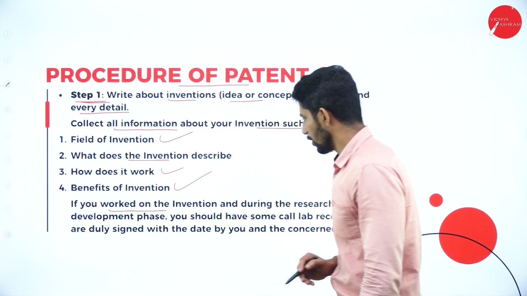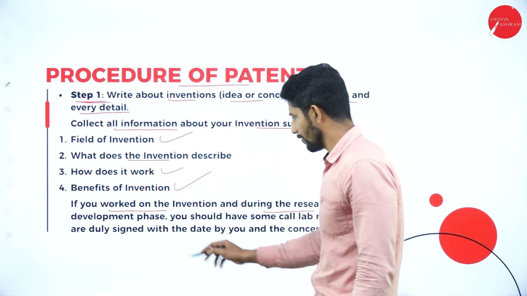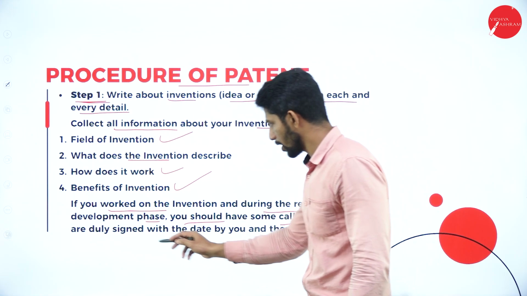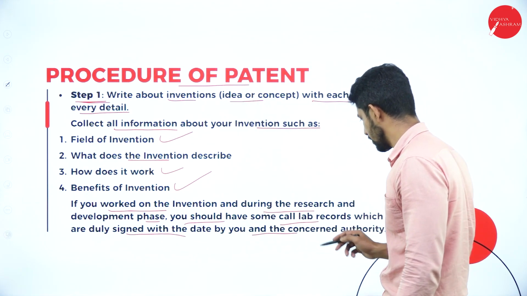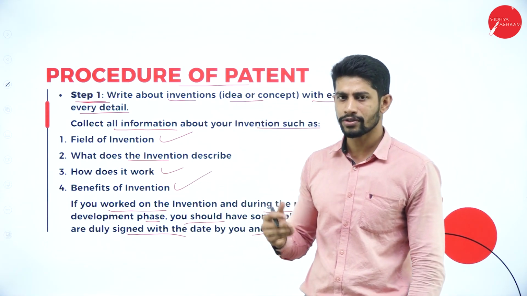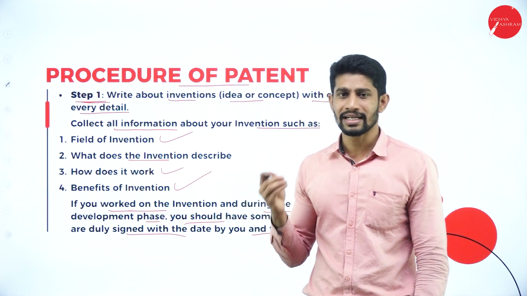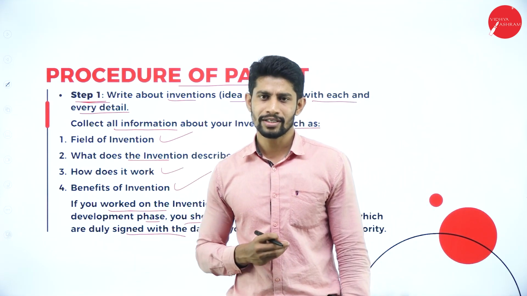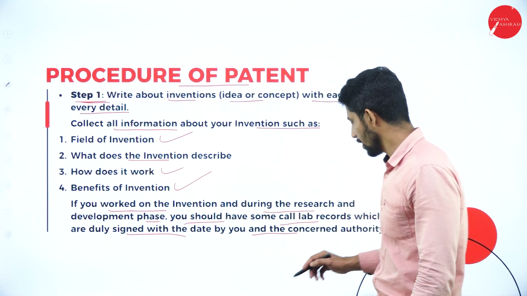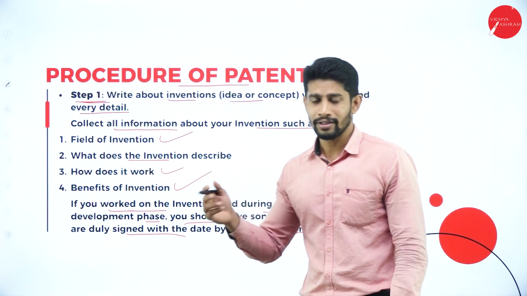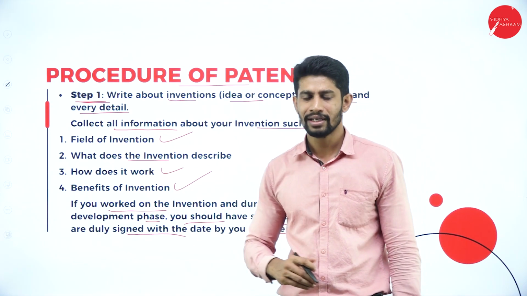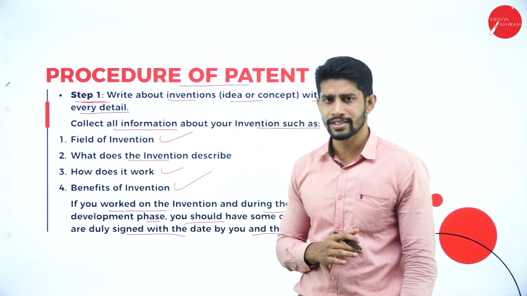So if you worked on the invention, during the research and development phase, you should have some lab records which are duly signed with the date by you and the concerned authority. Yes, along with the information relating to your invention, you are supposed to give the details about the research and development that took place with respect to that invention, and that full statement of research and development should be signed by you as well as by the concerned authority for the research and development of the invention. So this much information you are supposed to give in step number 1 of the procedure to get a patent.